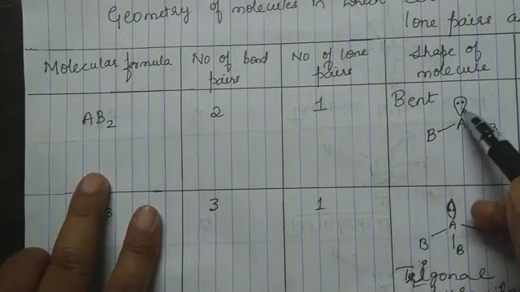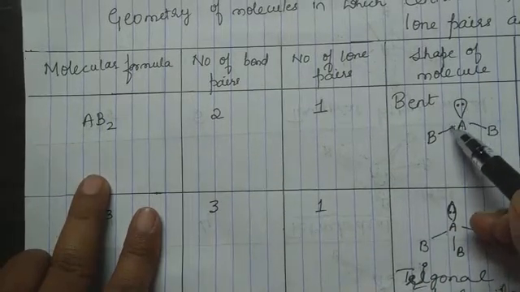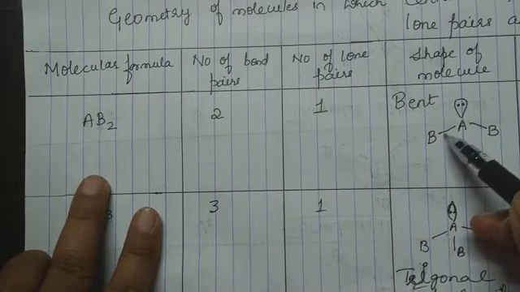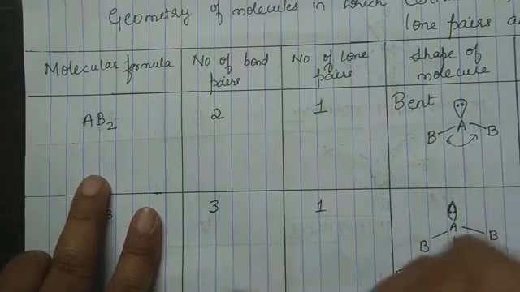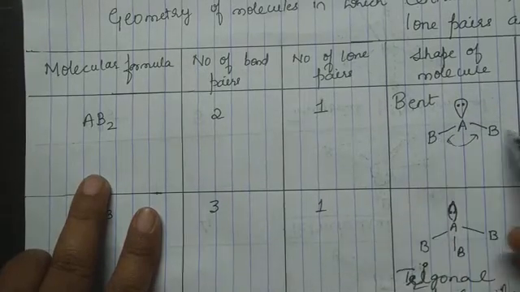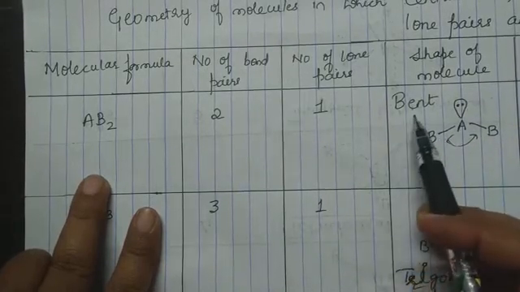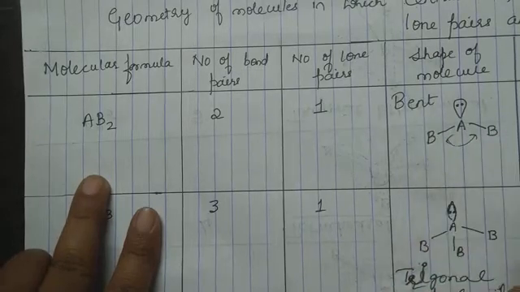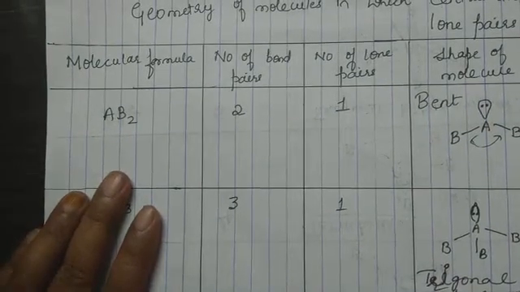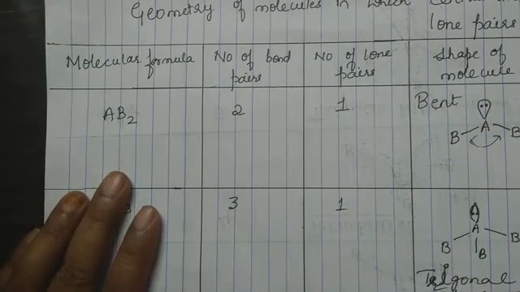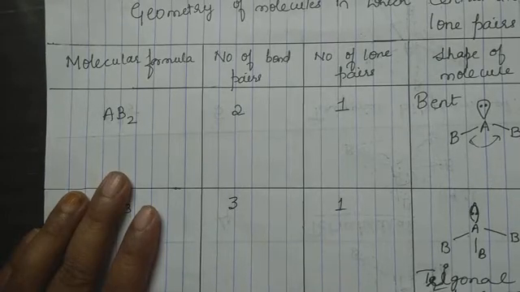Because the lone pair is there, there is repulsion between lone pair and bond pair, and the bond pair is pushed below, so the bond angle decreases. Therefore, it will not have a linear shape, but it will have a bent shape. And which molecules show this? SO2 and O3. So, AB2 with only bond pairs, you have a linear structure. AB2 with two bond pairs and one lone pair, you have a bent structure.